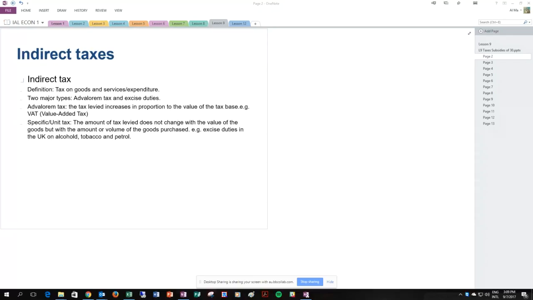Now to illustrate the functionality and capability of our class, I'm going to teach you a very simple concept, which is indirect taxes. The concept of indirect taxes is the idea that the government levies a tax on goods and services. The purpose of the indirect tax is to increase the cost of goods and services, particularly when it reaches the hands of consumers.